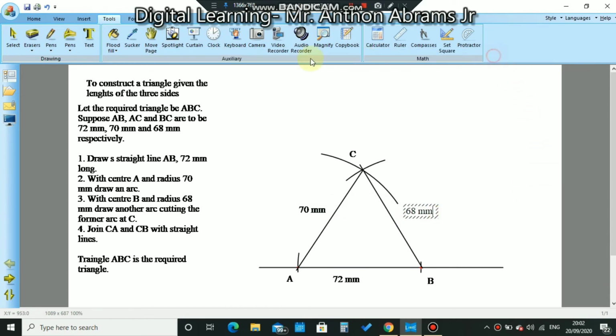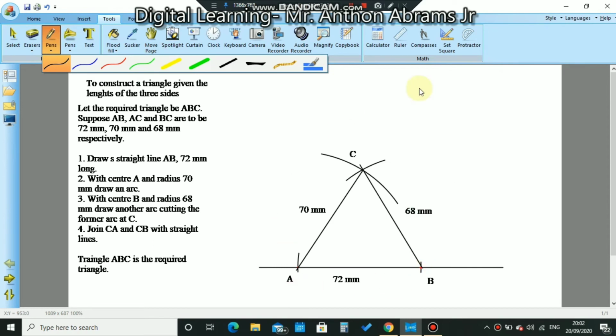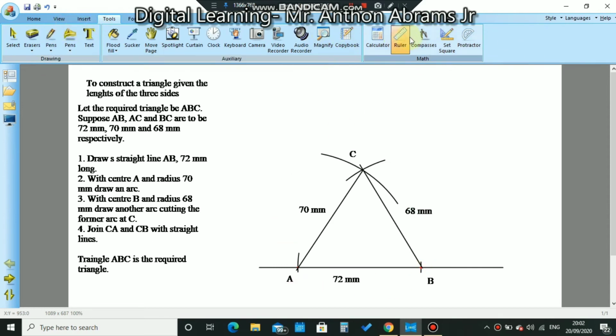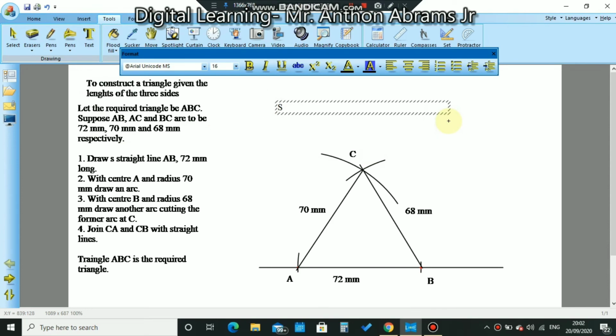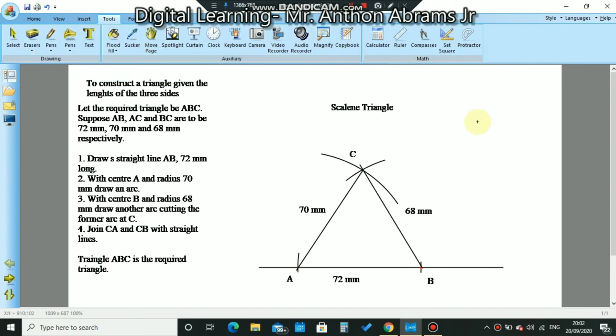Remember, students, it's very important that you put in your information. This is how we construct the triangle, and this is a scalene triangle. I'm just gonna put a name at the top, scalene triangle. A scalene triangle is a triangle with three different sides, and most obviously if the sides are different, the angles will also be different.